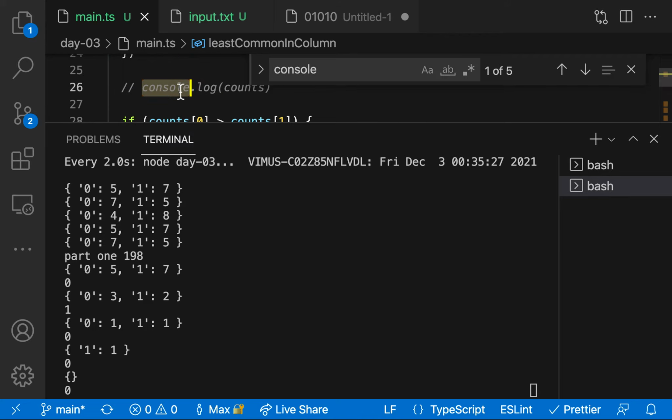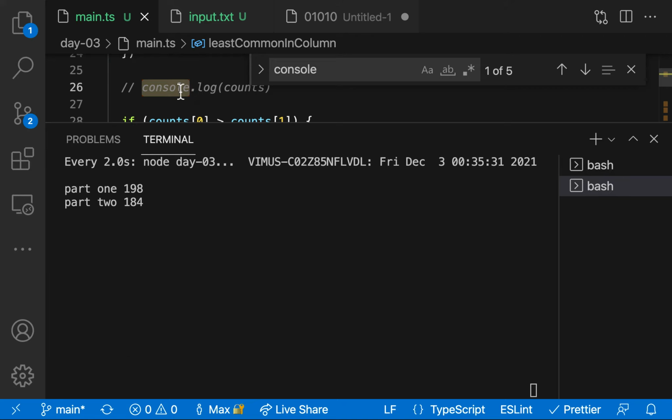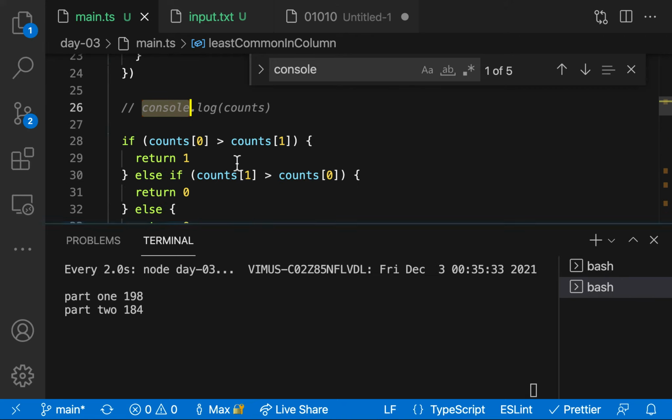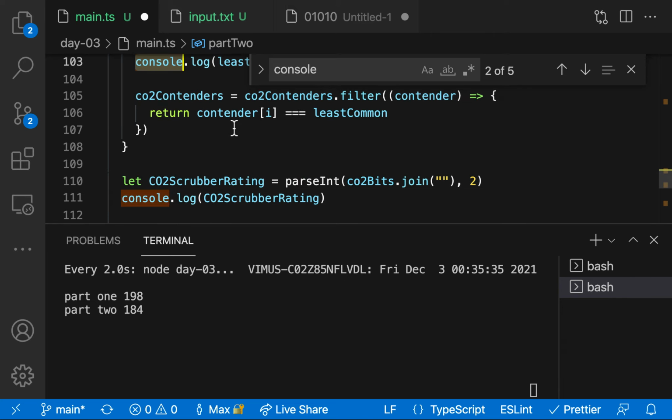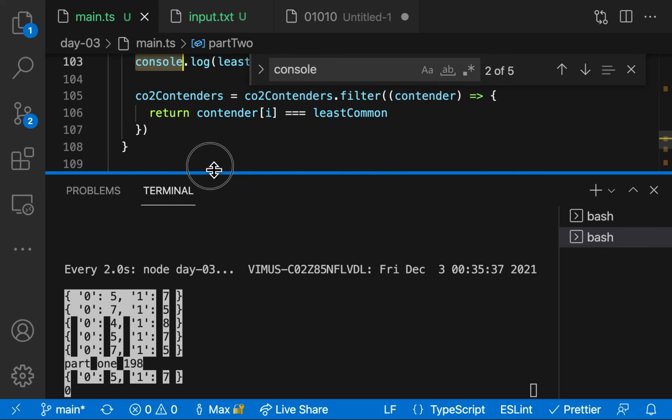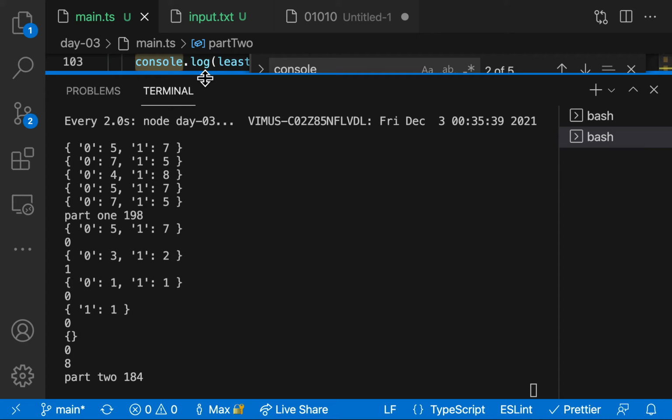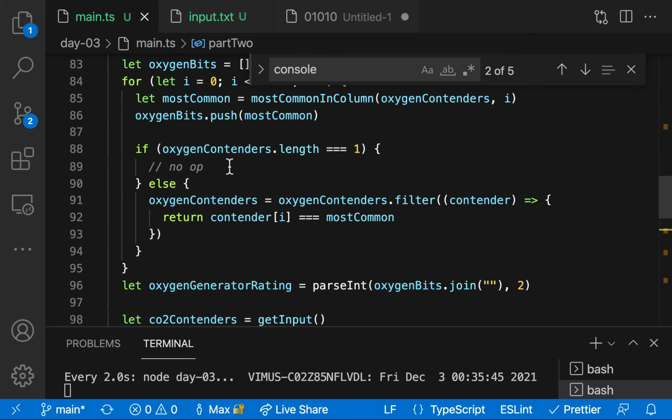All right, but where does that put us? Back to 184, which is also just not right. So maybe we do need those consoles. Yeah, same behavior, it looks like. So what's the problem? Oh. What is the problem?